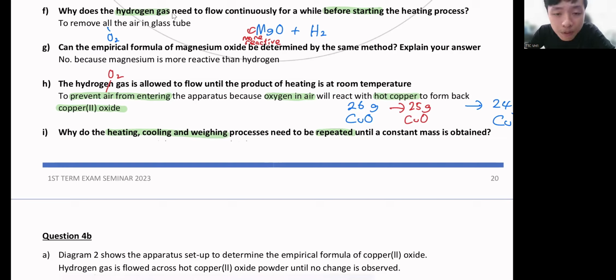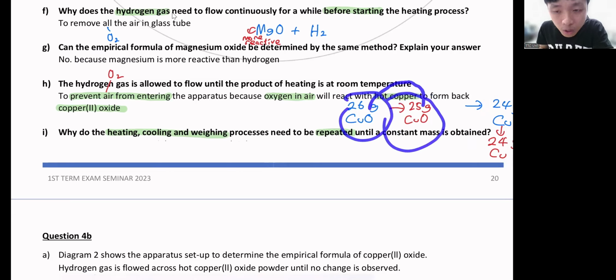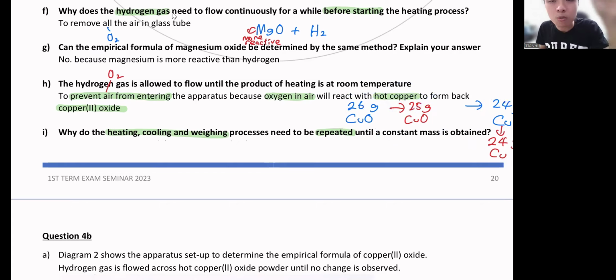During this experiment, if I haven't got a constant mass, I want to make sure my 24 gram of Cu cannot go below anymore. It means I already reached the minimum. There's no changes anymore, then only I can stop. Otherwise, let's say the first time I weigh I get 25 gram, notice you got changes now. So 26 becomes 25, 25 becomes 24.